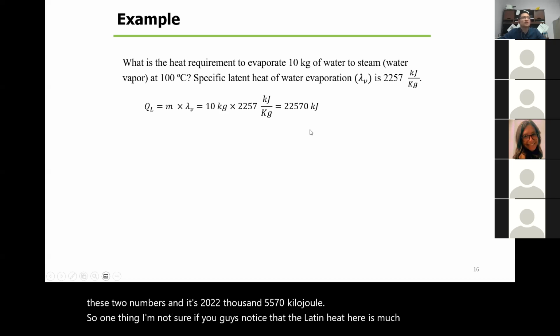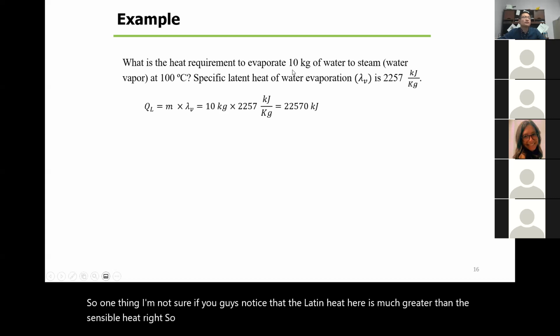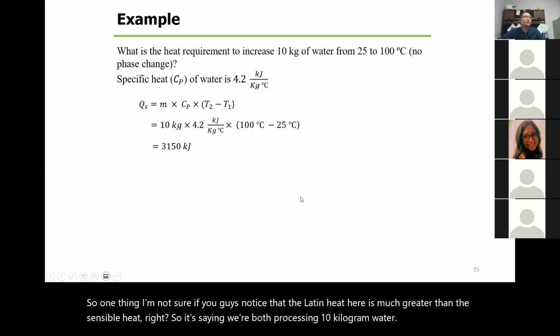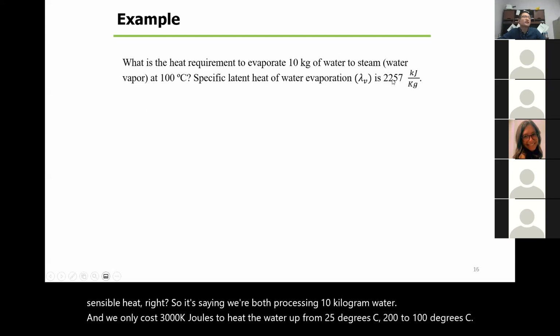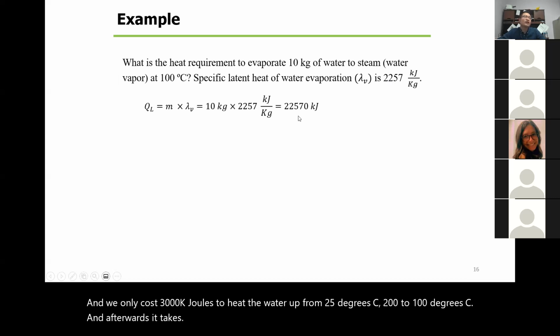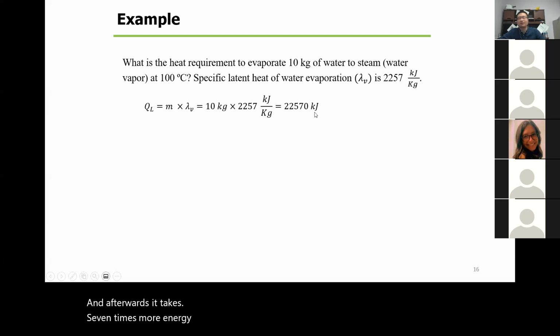Okay. One thing, I'm not sure if you guys noticed, is that the latent heat here is much greater than the sensible heat, right? We're both processing 10 kilogram of water, and it only costs 3,000 kilojoule to heat the water up from 25 degrees C to 100 degrees C. Afterwards, it takes 7 times more energy to evaporate this amount of water. So this is quite a drastic difference between their magnitudes.